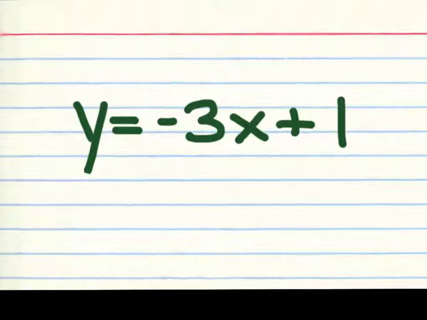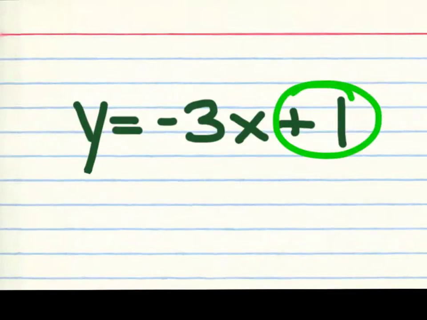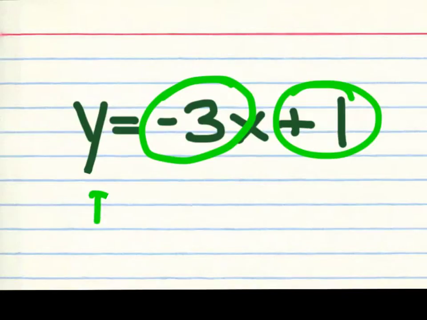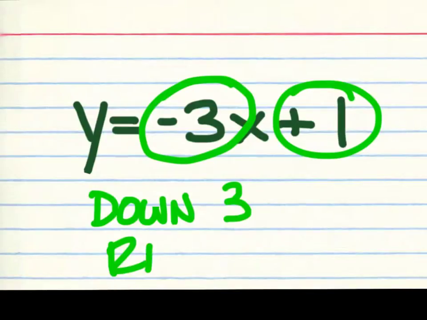Example number 2. Y equals a negative 3x plus 1. This is the y-intercept, 1. So you find 1 on the y-axis and make a dot. This is the slope, negative 3. Since it's negative, you're going to go down 3 and then to the right how many? 1. Yes. If there's no number underneath of it, you just go to the right 1. You're always going to go to the right.